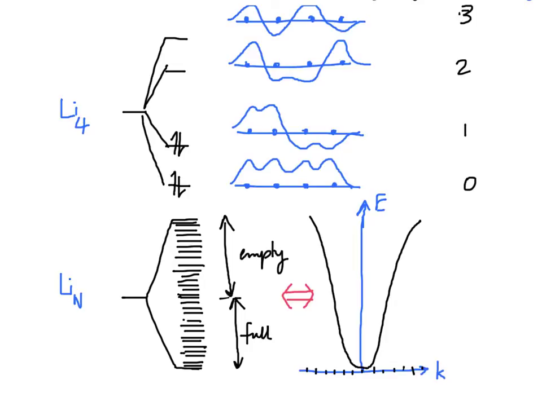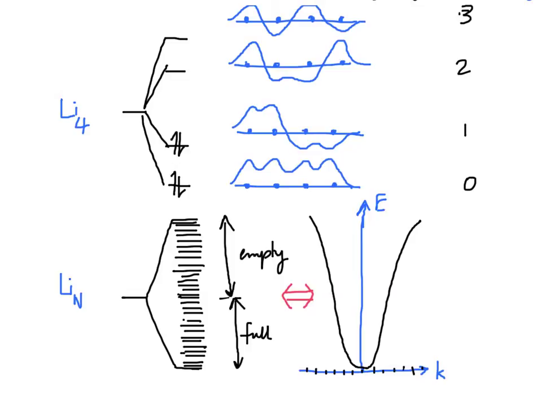So, in the case of our lithium N solid, when N is a very large number approaching infinity, we have a continuum of energy levels, which is represented on the plot on the right as this band. And since half of these levels are occupied and the other half empty, we have our Fermi energy over here. So, this part of the band is occupied. These energy levels are unoccupied. The Fermi level thus cuts across our band, and this makes our lithium solid a metal.